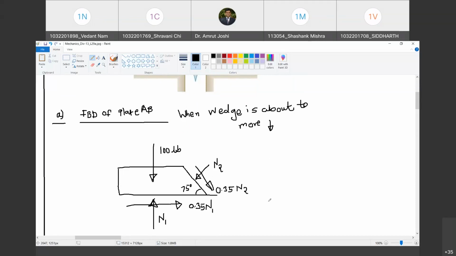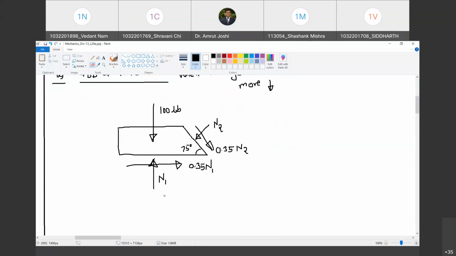Do you agree with me? Is the free body diagram complete? And how many unknowns are there? Two, N1 and N2. So now what do we have to do? Apply summation Fx and Fy and get these two unknowns.